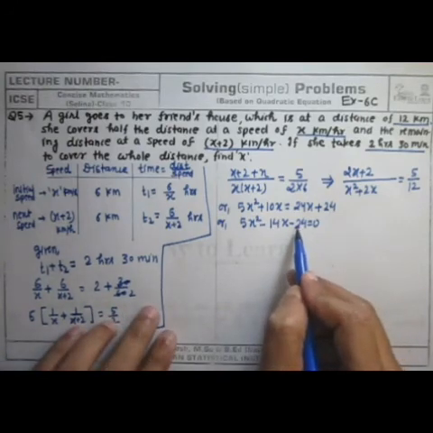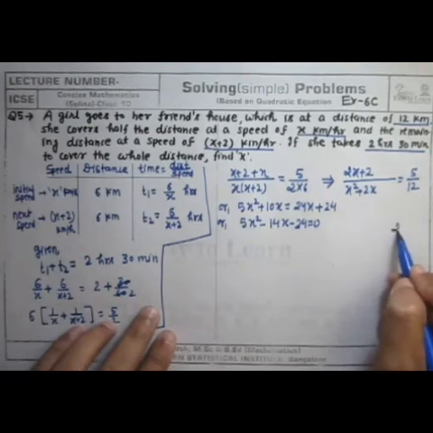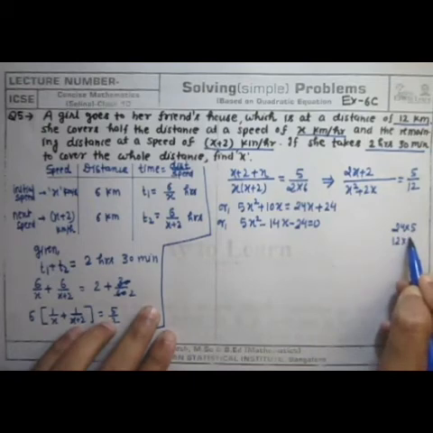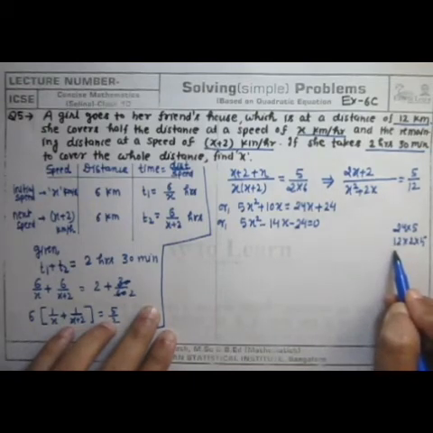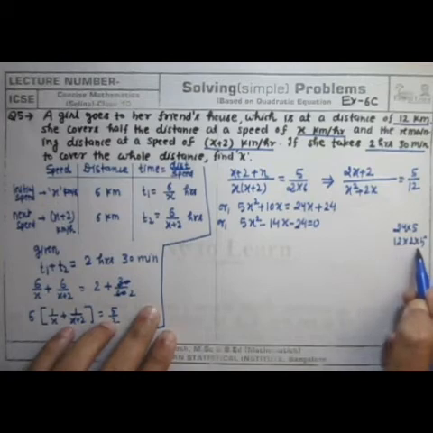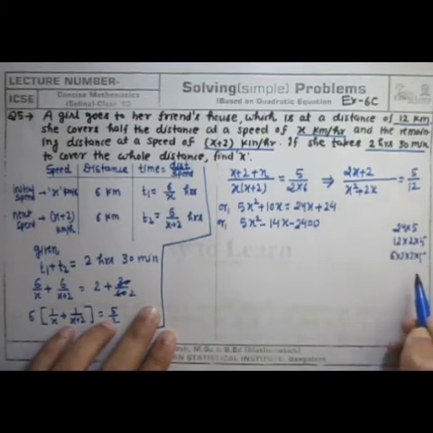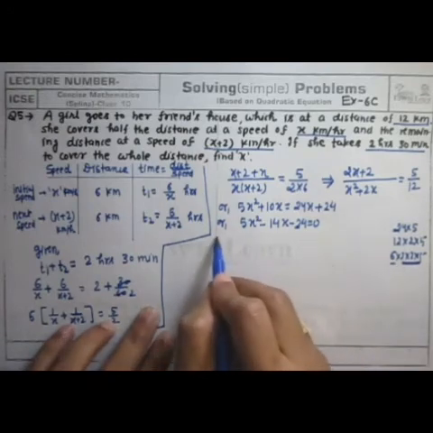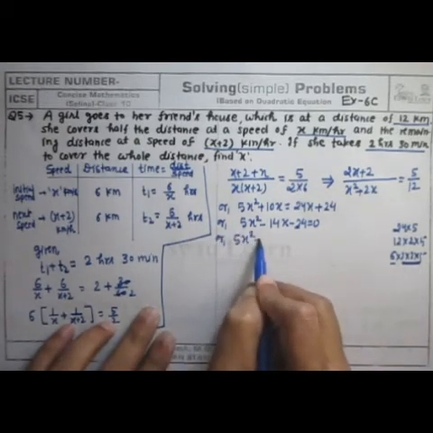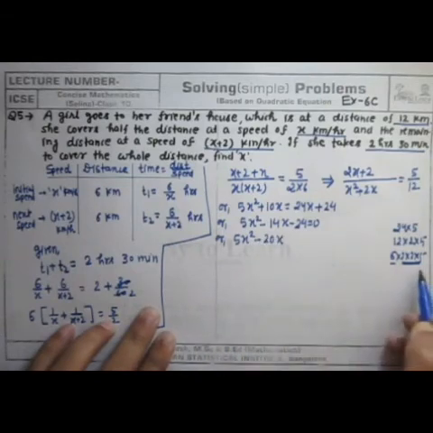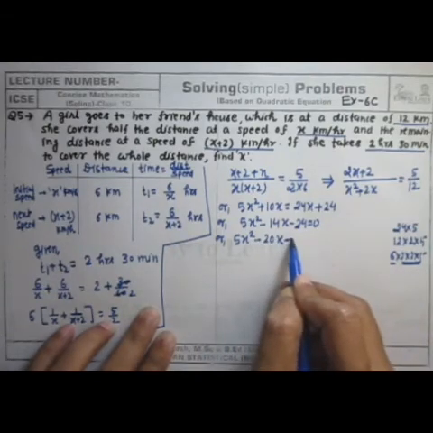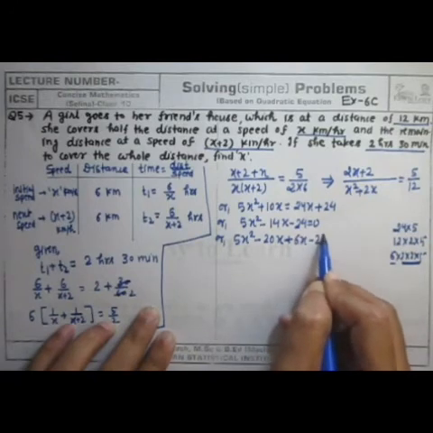So 24 into 5, that is 12 into 2 into 5, so it is 12 into 10, so that is not okay. 6 into 2 into 2 into 5, so I will make pair 20 and 6. Okay, so 5x square minus 20x plus 6x minus 24 equal to 0.